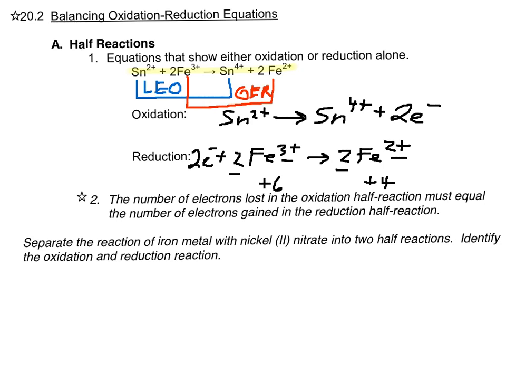Notice, this is really important, that the number of electrons that my reduction half reaction has gained is equal to the number of electrons my oxidation half reaction lost. And this is always true. The number of electrons that is lost in your oxidation has to be equal to the number of electrons gained in the reduction. Always, always.